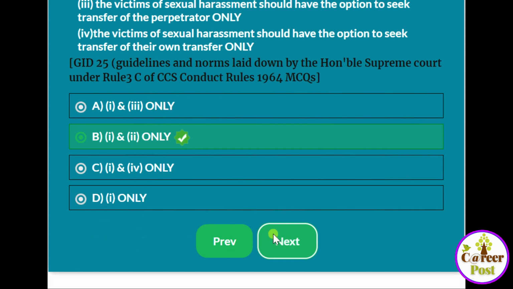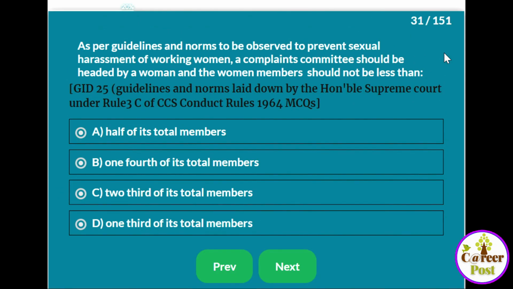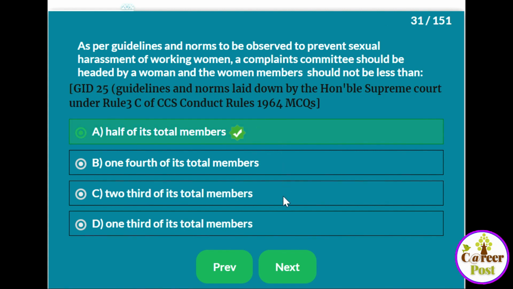They can opt. As per guidelines and norms to be observed to prevent sexual harassment of working women, the complaints committee should be headed by a woman and the woman members should not be less than half of its total members. The options are half, 1/4, 2/3, 1/3 of total members. It is half of its total members.